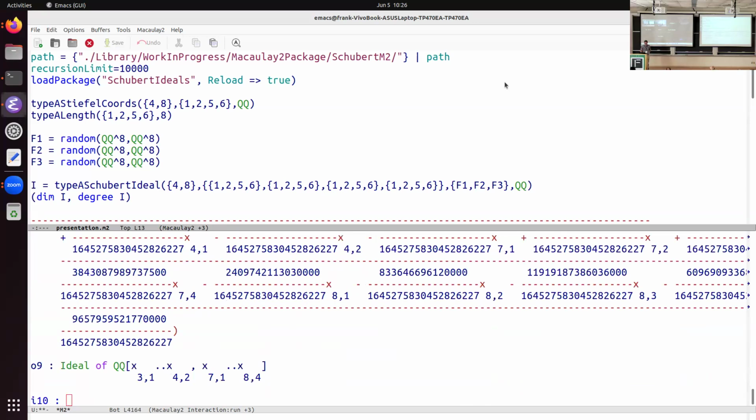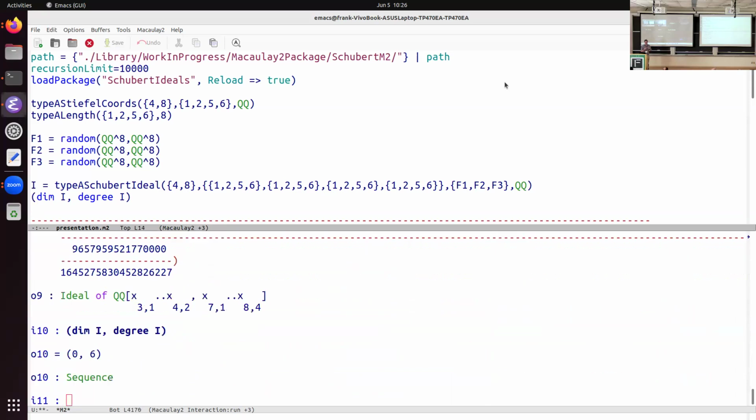You can see the coefficients are quite large. But instantly, you can ask, what is the dimension of this ideal? It's 0-dimensional. And what is the degree of this ideal? It's degree 6. So there are 6 solutions to this Schubert problem. So already, we just generated a Schubert problem that is interesting with 6 solutions.